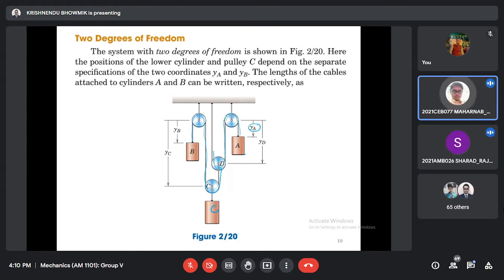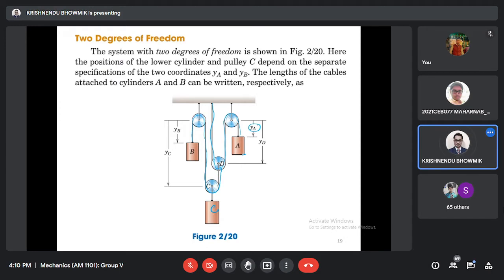Sir, YD can't be changed here. YD cannot be changed, yes. Sir, but YB and YC can be changed. Okay, B can be changed. Now if I fix B, then A can be changed. Yes, sir, that's why it is two degrees of freedom. Yes, it is two degrees of freedom. So this problem is basically two degrees of freedom.